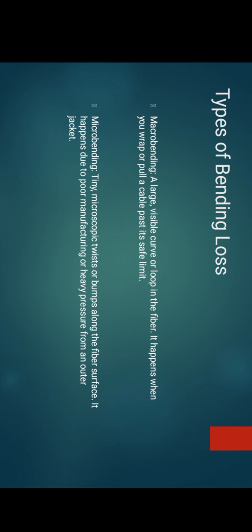Next is micro bending. It occurs as tiny microscopic twists or bumps along the fiber surface. It happens due to poor manufacturing or heavy pressure from an outer jacket.